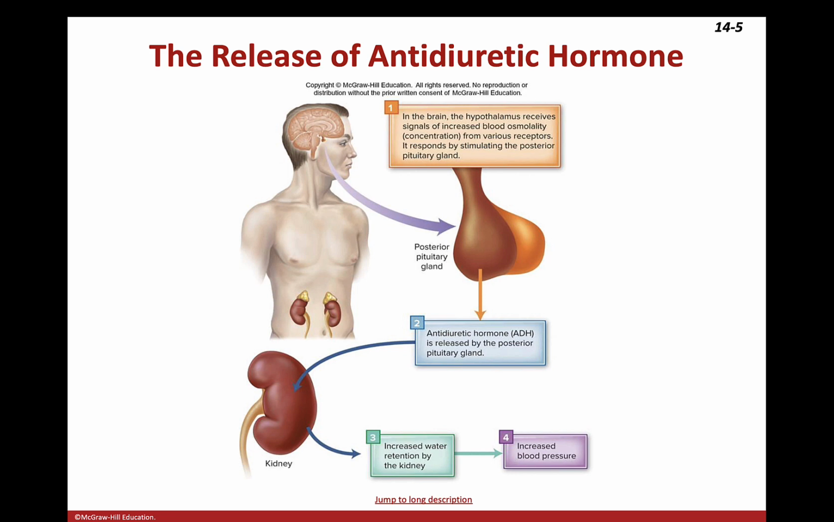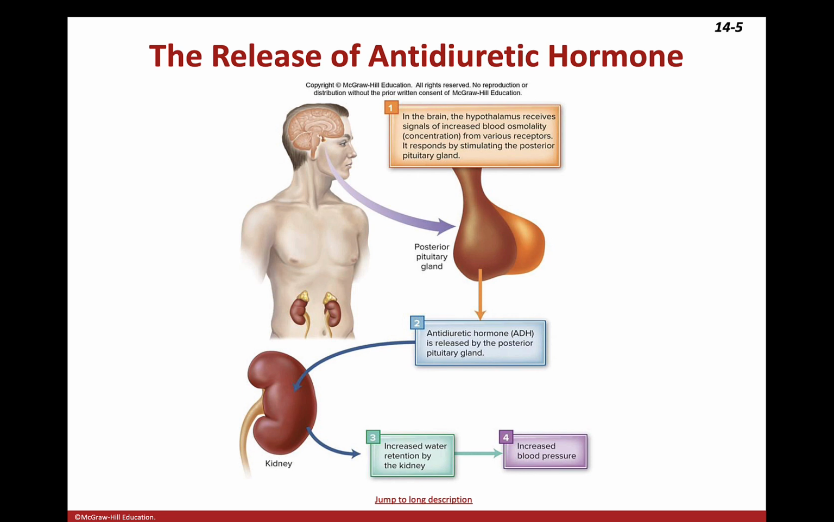So in the brain, the hypothalamus will receive signals of an increased blood osmolarity, or plasma solute concentration, coming from various receptors. It's going to respond by stimulating the posterior pituitary gland, and the posterior pituitary is actually going to release a hormone known as ADH, or antidiuretic hormone.